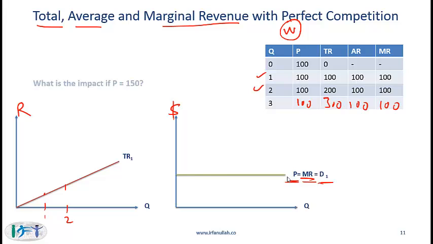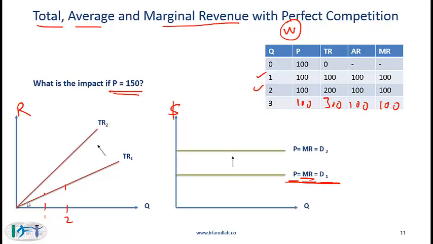Now, what will happen if the price for some reason goes up to 150? Before you move on, or before you look at the answer, I want you to draw what happens to the total revenue curve and the price slash marginal revenue slash demand curve. Here is what you should come up with. The total revenue curve now looks like this. If quantity is 1, we are at 150. If quantity is 2, we are at 300, and so on. And the price or marginal revenue curve goes up from 100 to 150.